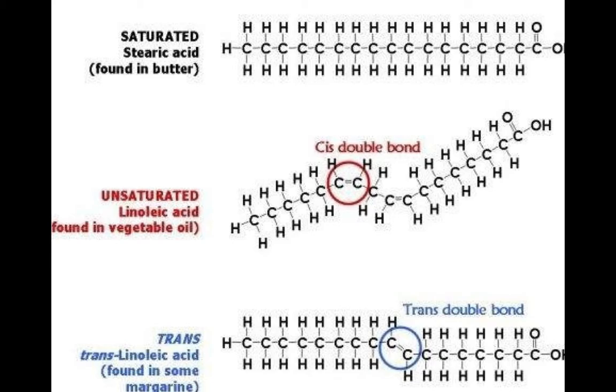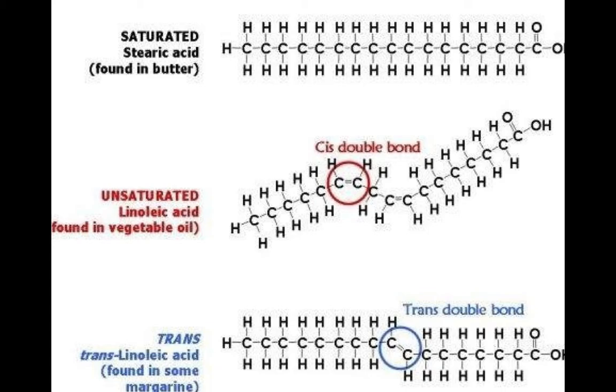Then we need to know the difference between saturated and unsaturated fatty acids. So at the top we can see a saturated fatty acid. Between carbon and hydrogen we just have single bonds. These are going to be solid at room temperature. These generally come from animals.